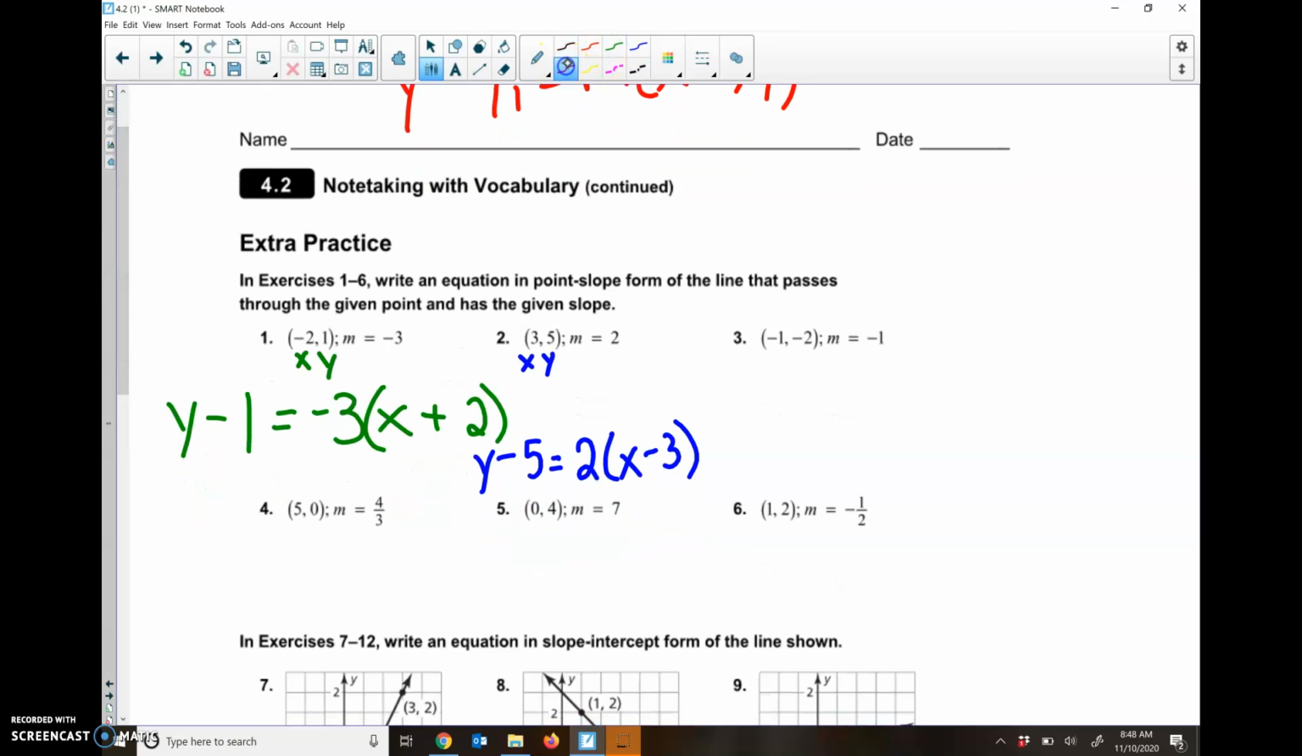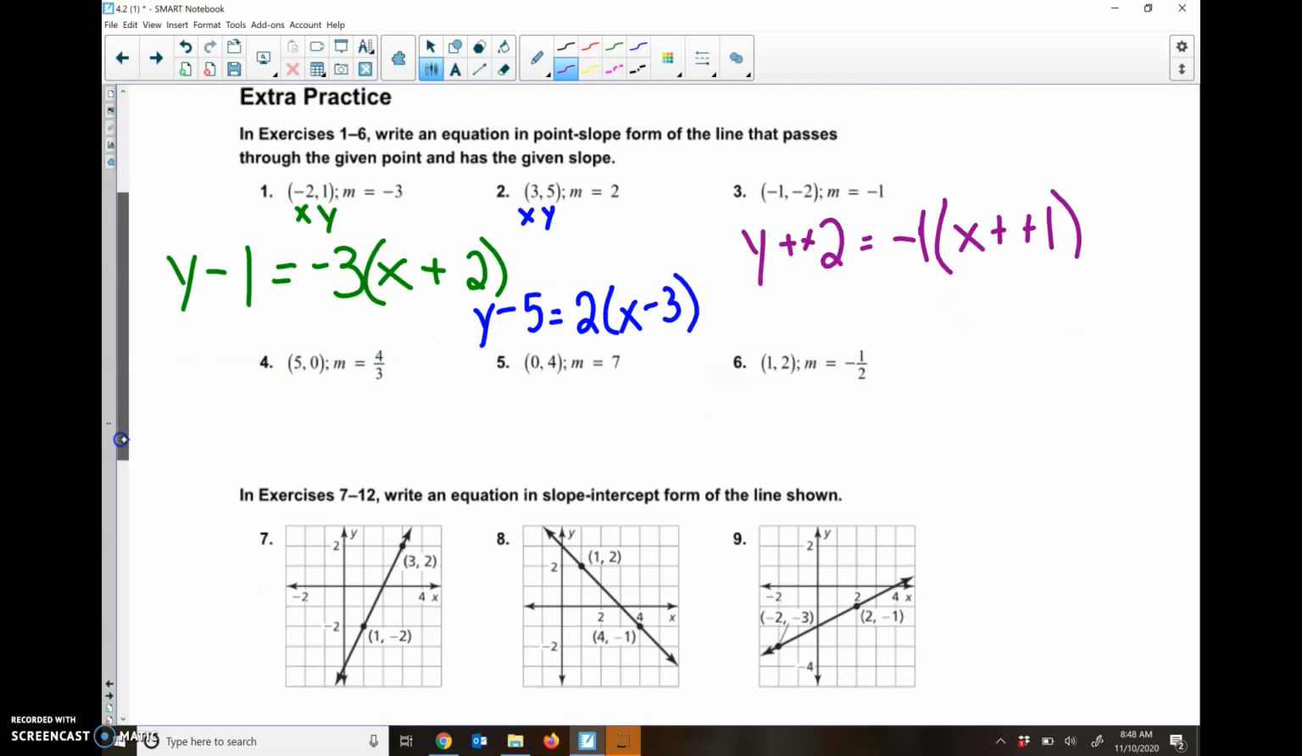All right, careful on a problem like number 3 because of these negatives. It can be a little tricky. So y minus a negative 2 really turns into plus 2. So y plus 2. Our slope is negative 1. And then x minus a negative 1, same thing, minus a negative is just going to turn into a plus. Okay, so the first couple problems, they just want us to write it out. No math required there. Same thing on 4, 5, and 6.